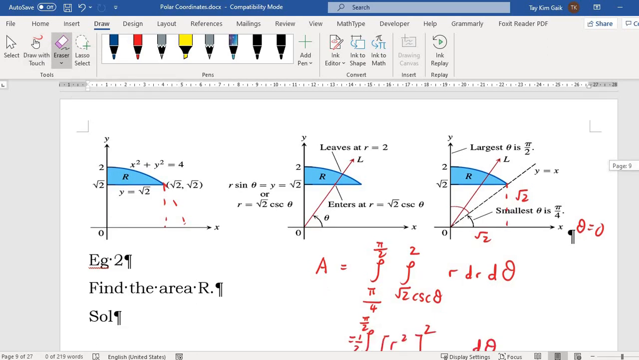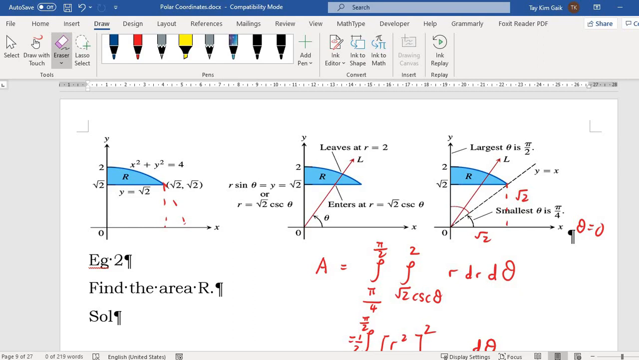So okay, the second example, is it okay? Especially the limit of r and the limit of theta. I don't get it, the limit of r. Because the r here touches this one up to here. You see the red color arrow. Okay, okay.